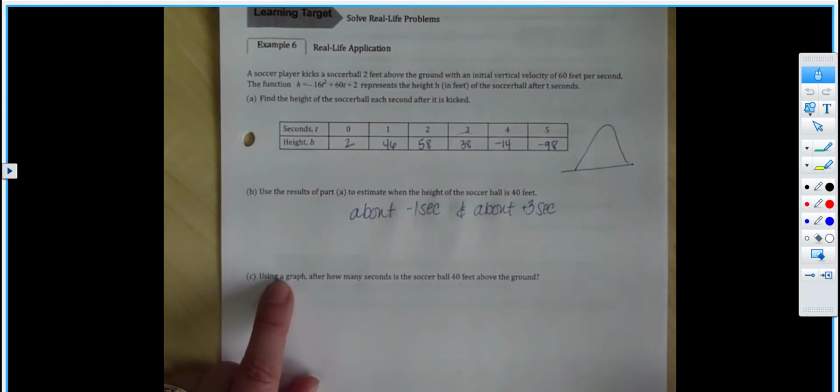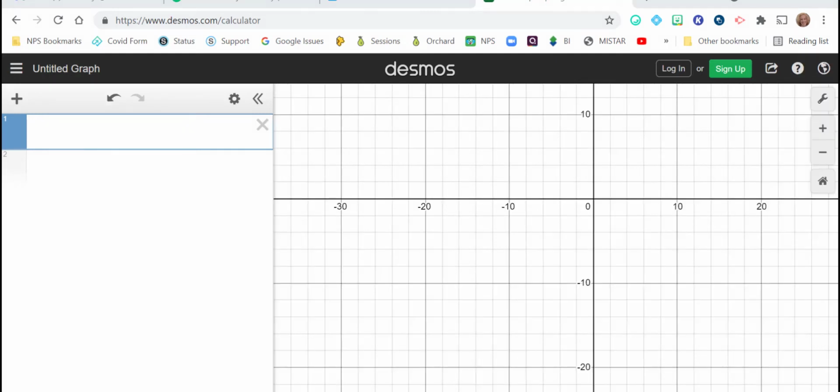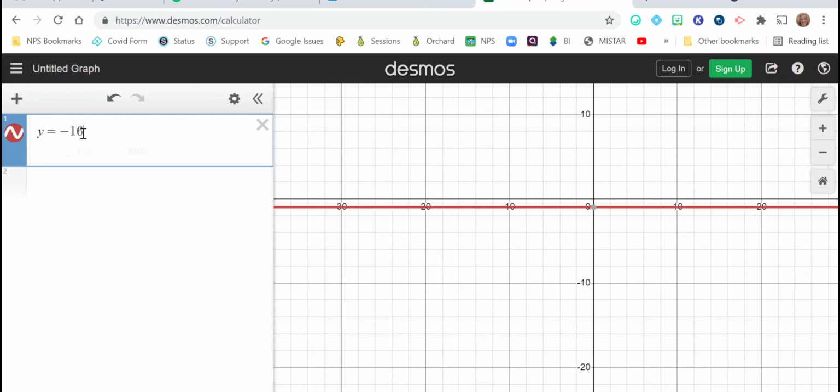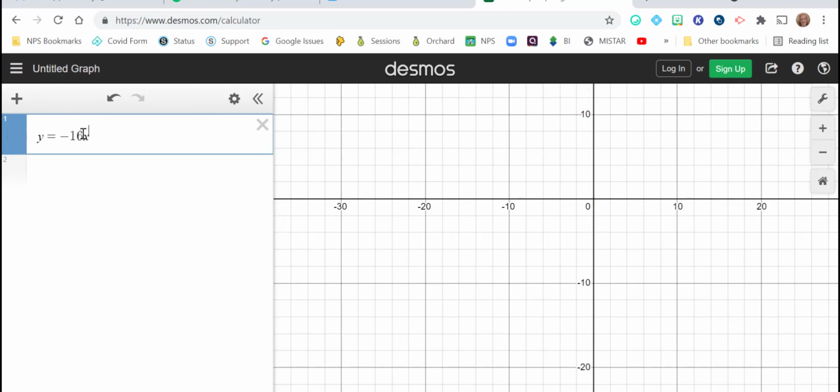So now let's graph this and see what we end up with. All right, so let's take a look at our graph. So let's see, we have y equals negative 16x squared. I would avoid using t's and h's here. Sometimes Desmos doesn't quite understand the difference. So we'll go ahead and leave it at, and plus 2.